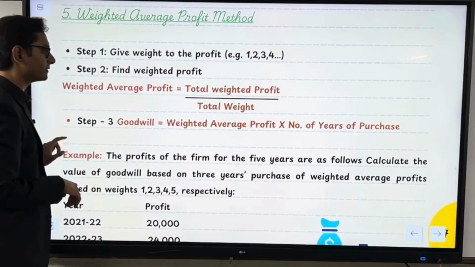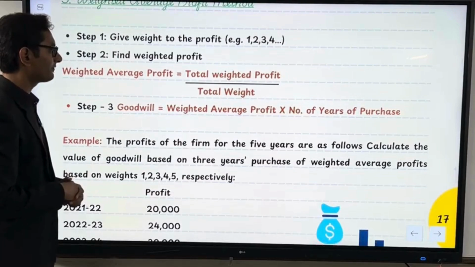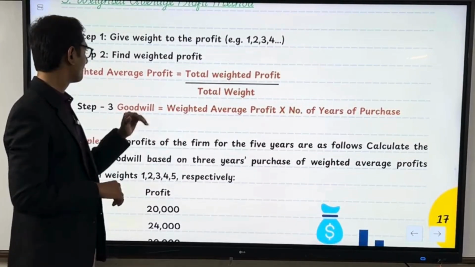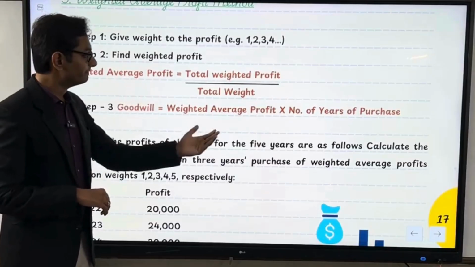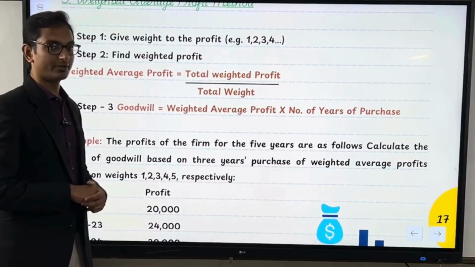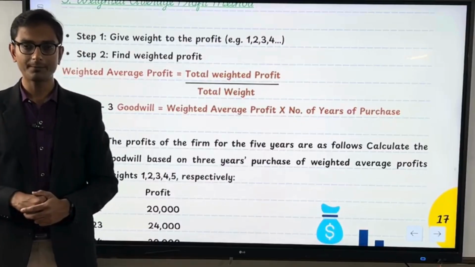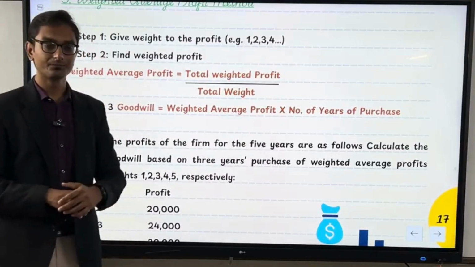Step number 3 is goodwill. The weighted average profit that you have found out in step number 2, multiply by the number of years of purchase, which is again given in the question.